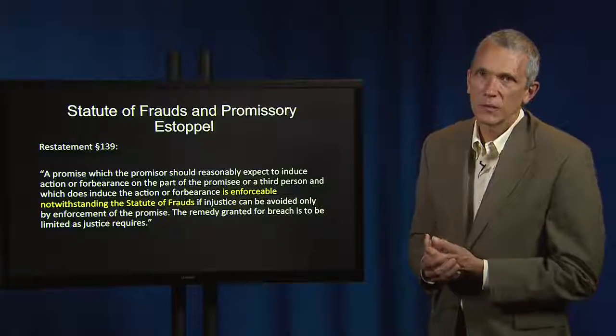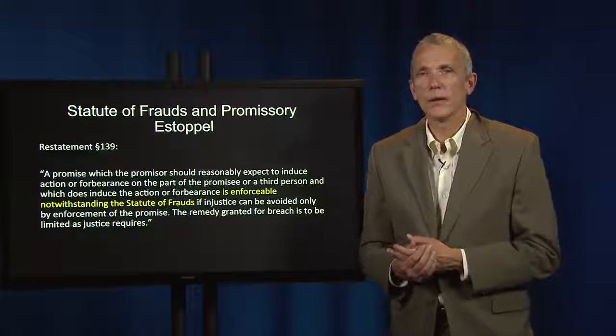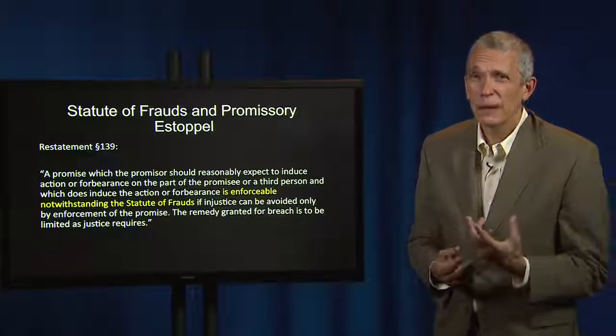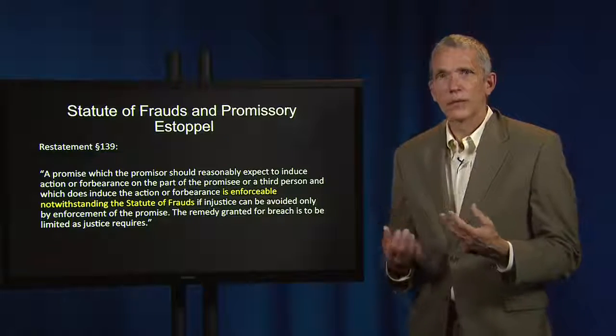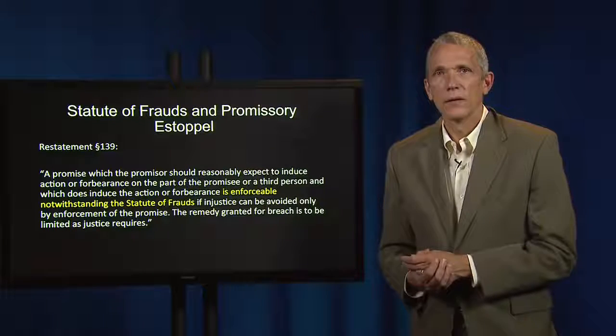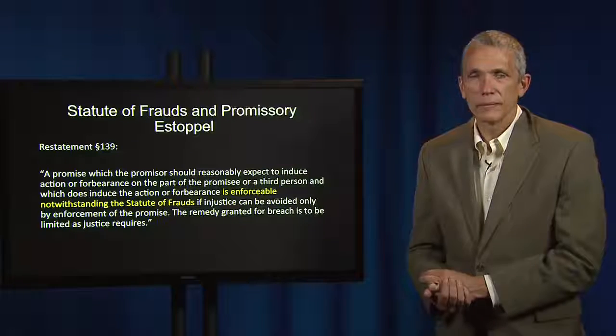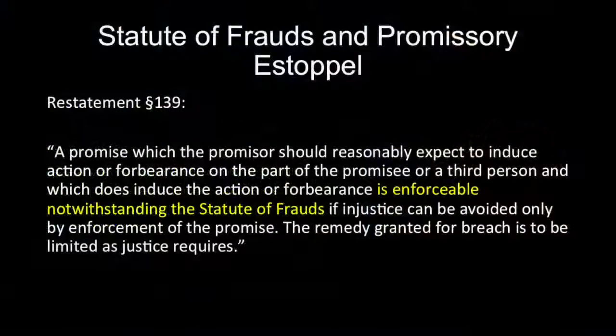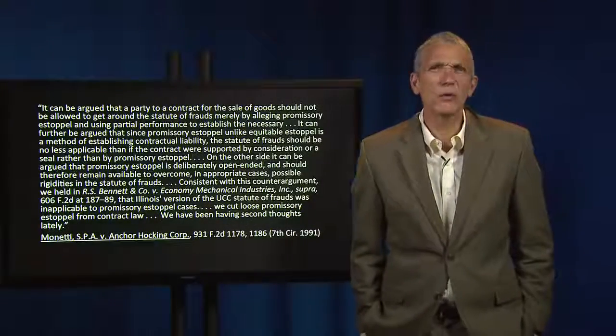Previously, we discussed promissory estoppel and the famous section of the Restatement, section 90, which is the promissory estoppel section. What happens if someone makes an oral promise that falls within the statute of frauds and the other party relies upon it? Well, section 139 of the Restatement addresses this and repeats the elements of section 90, saying that the agreement is enforceable notwithstanding the statute of frauds if injustice can be avoided only by enforcement of the promise. What about the UCC?